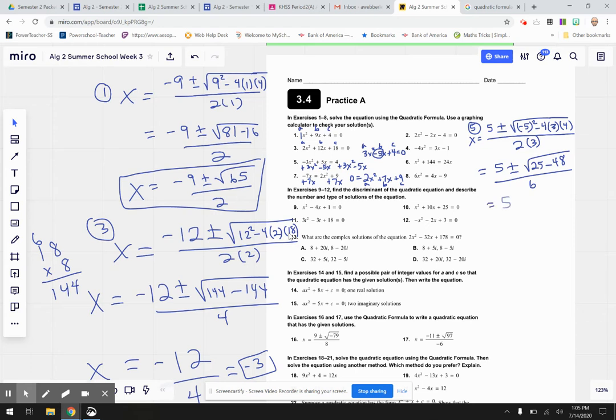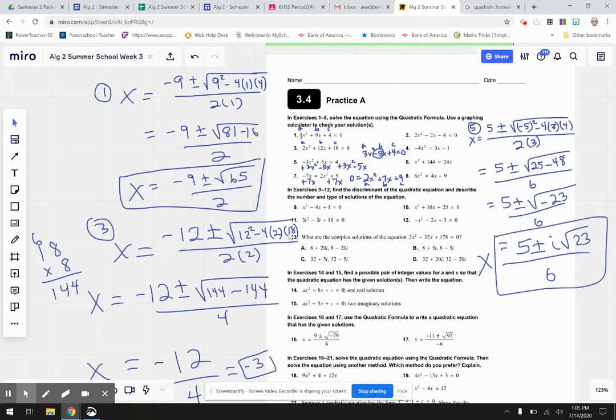So you're going to get 5 plus or minus, and this is going to give us a negative 23 inside of the square root. But we just learned about the imaginary numbers when there's a negative inside of the square root. So that's going to come out as an i, and then radical 23 will be positive over 6. So that would be your answer there. Let's put the equal sign in a better place here. There's equals. Okay, so that's your whole answer right there for 5.